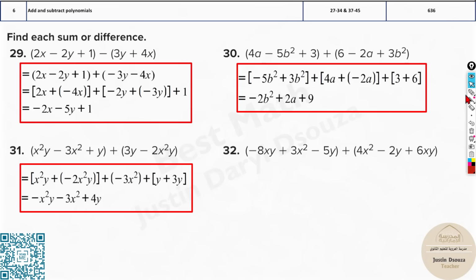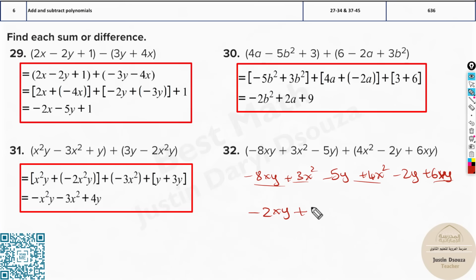Okay, I would do this one because it looks a bit complicated, right? Now minus 8xy plus 3x squared minus 5y plus 4x squared minus 2y plus 6xy. Next, what we do? Here, plus 6 and minus 8, when you add it up, it will be minus 2xy. Only this is the xy terms. And what about x squared terms? There are two x squared terms, plus 4 plus 3 is 7x squared minus 7y. That's it. That's the answer.